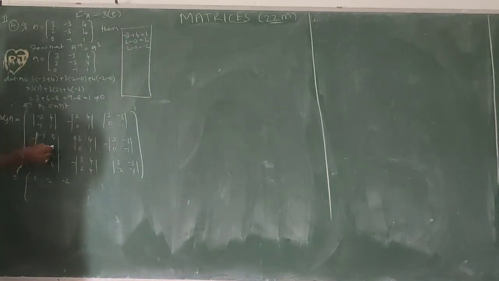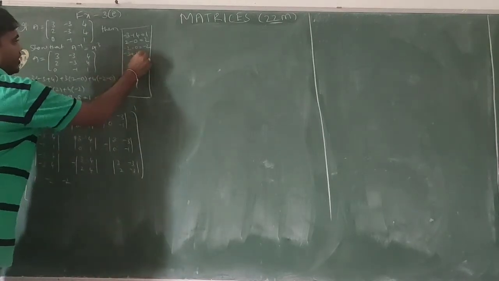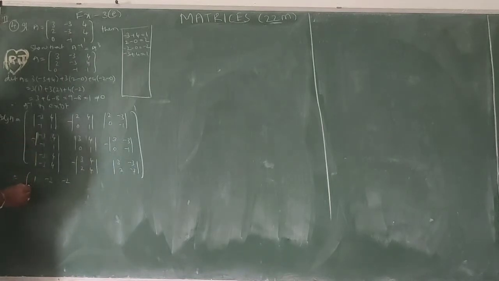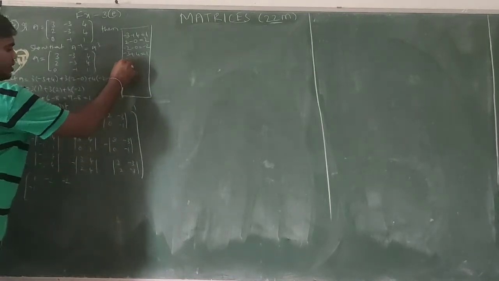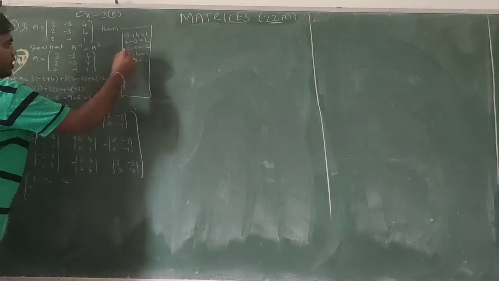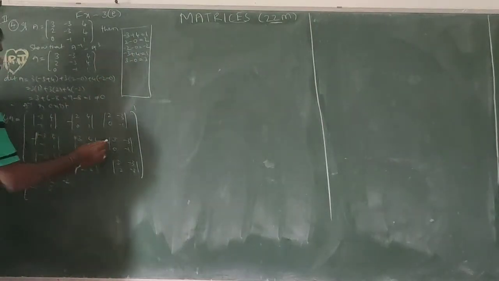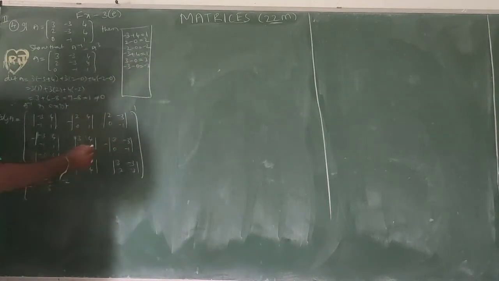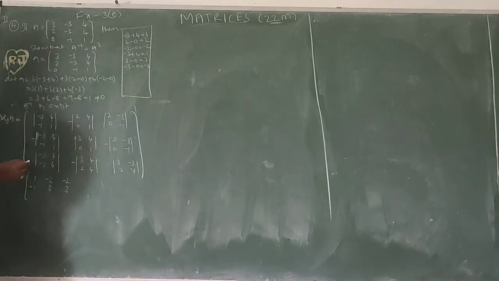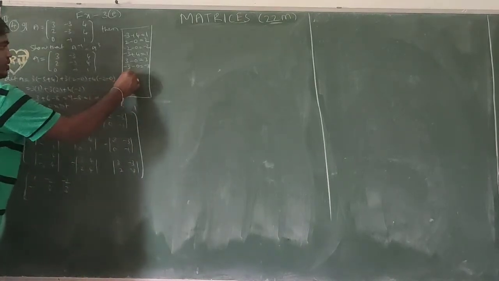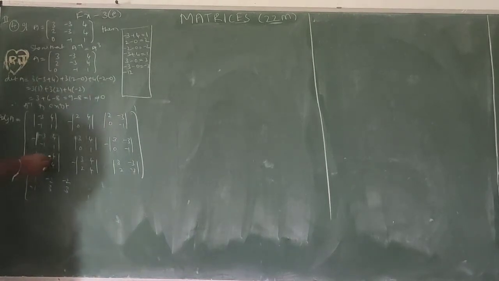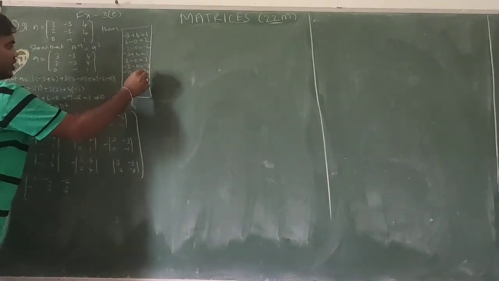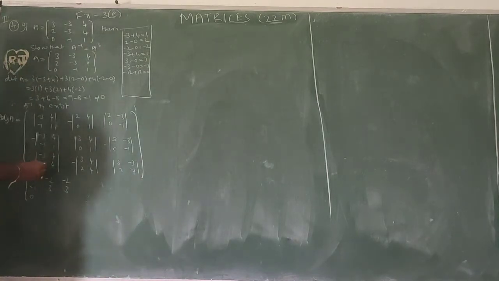Next, -3 into 1 is -3, -1 into 4 is -4, this side plus 4, -3 plus 4 is 1. Since it is minus, -1. 3 into 1 is 3, 0 into 4 is 0, 3 minus 0 is 3. Next, 3 into -1 is -3, 0 into -3 is 0, -3 minus 0 is -3, changing the sign, plus 3. Next, -3 into 4 is -12, and again -3 into 4 is -12, changing the sign, plus 12, so -12 plus 12 is 0. If we observe these two rows are same, automatically the determinant will be 0.